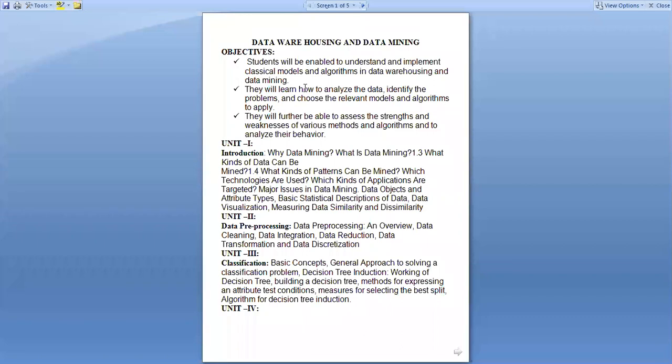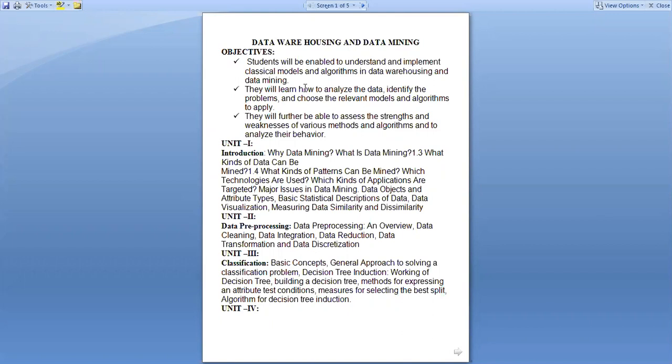This is the first unit you have to complete, as well as the second unit, data pre-processing. Mainly, you have to perform four types of tasks in data pre-processing before you implement the data warehouse. You must perform these tasks: data cleaning, data integration, reduction, and transformation and discretization. These are all concepts you have to cover.